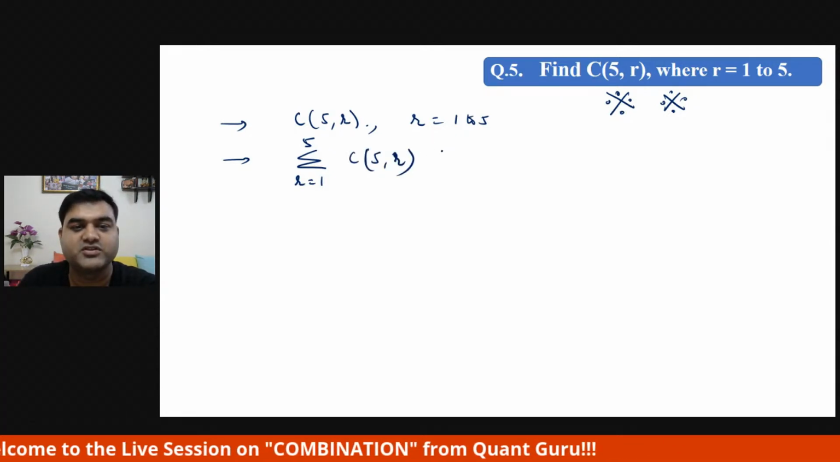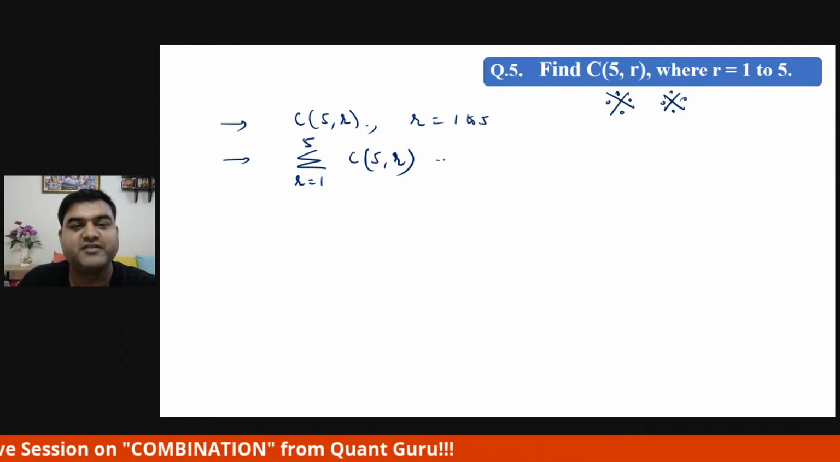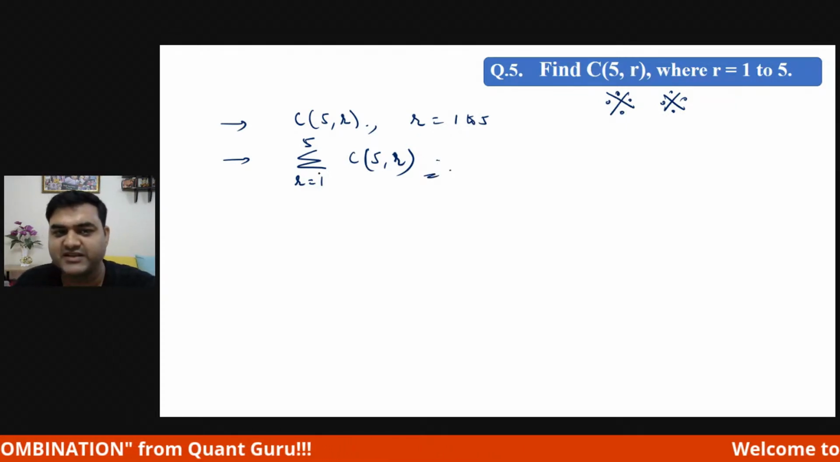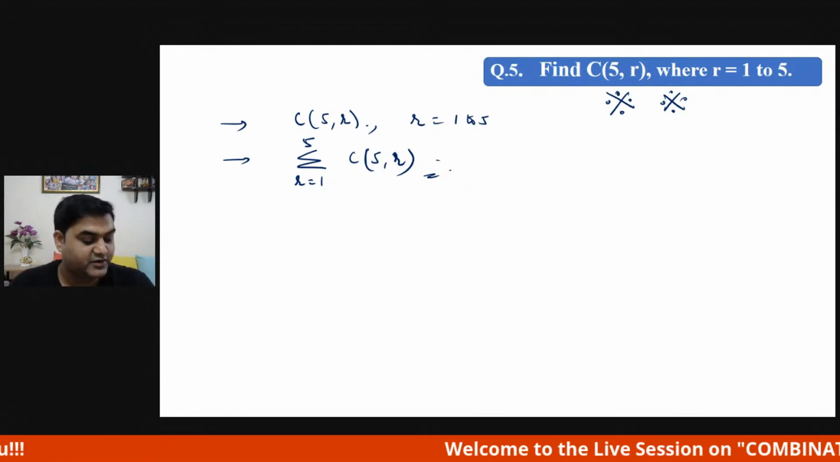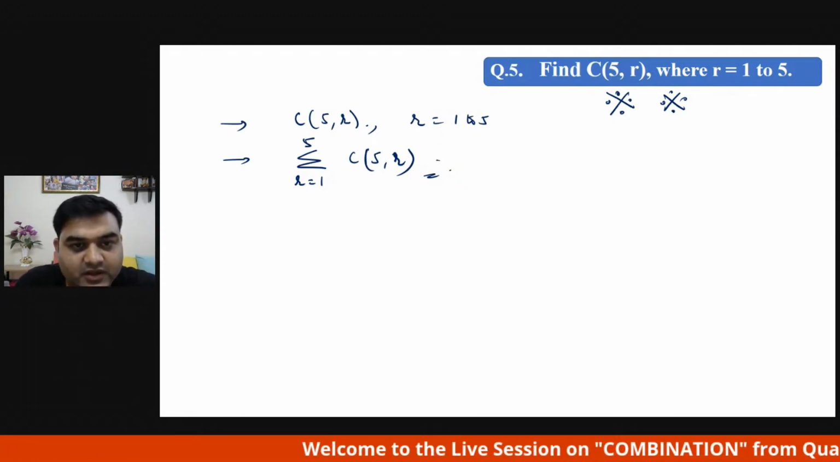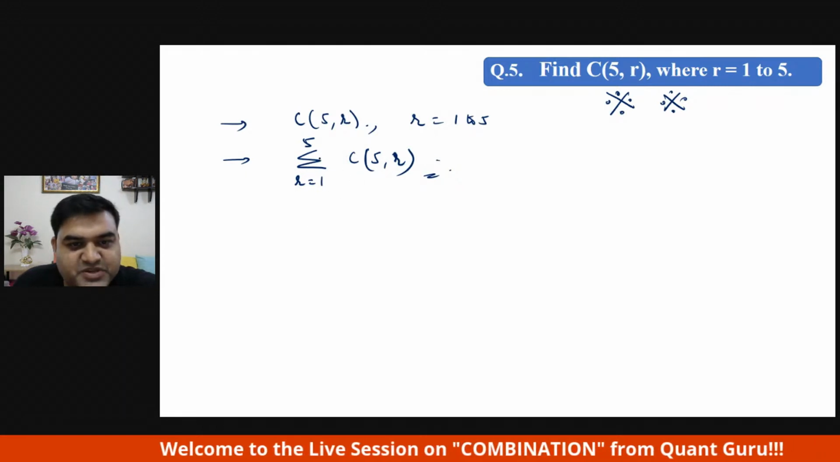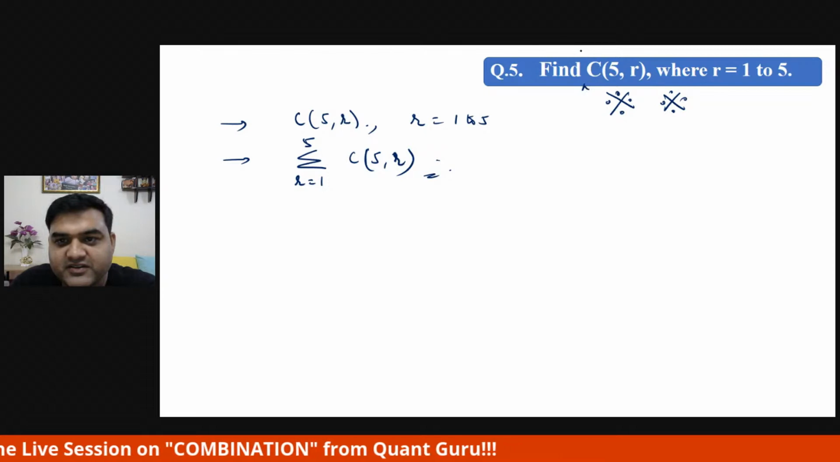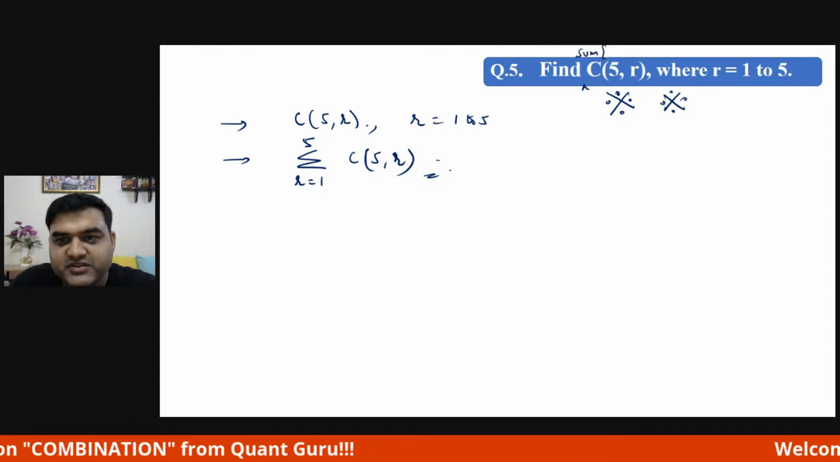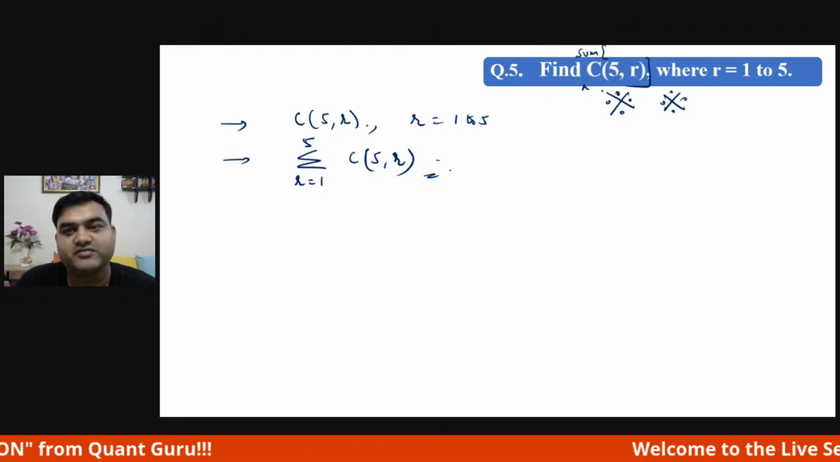This is the question. Find the value of this. Shall we try? What are they trying to ask? Summation, right? When you are talking about summation, the question should be the sum of this.